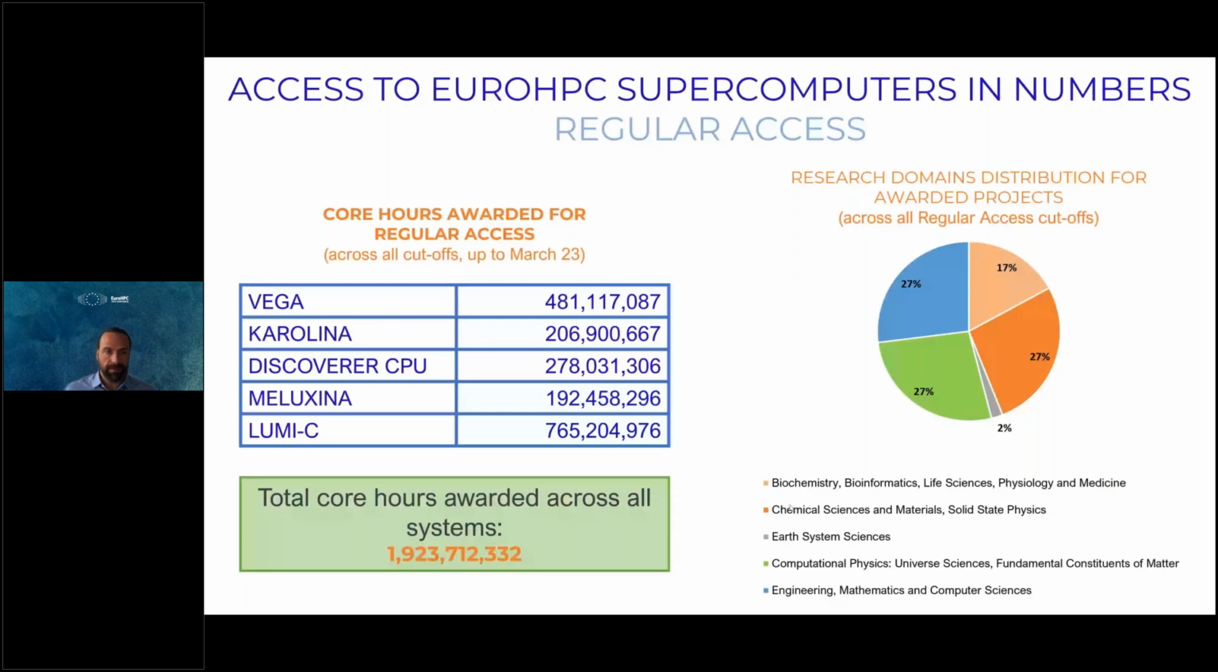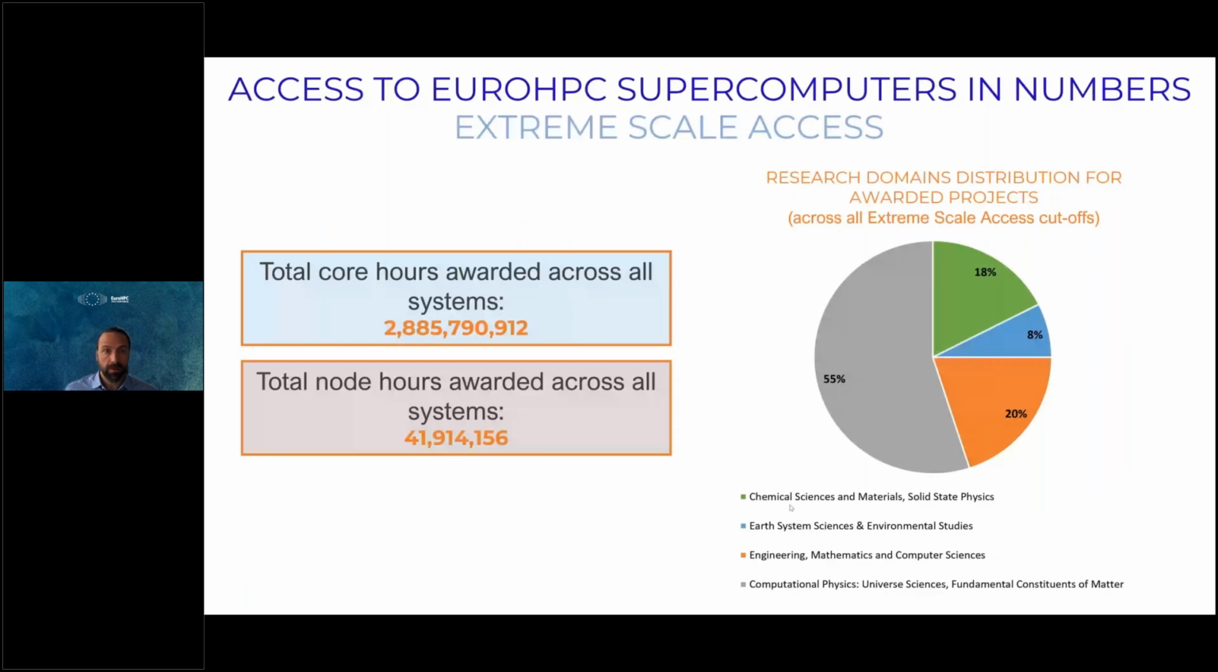We have a specific access mode for our systems, which is referred to as extreme scale access, where very large amounts of resources are awarded to selected projects that have demonstrated a significant scientific impact, but also the maturity to use advanced HPC resources in an efficient and effective way. You can see that also here a significant amount of resources has been awarded in the recent past, with the largest share consumed in the area of computational physics, so universe science, fundamental constituents of matter.